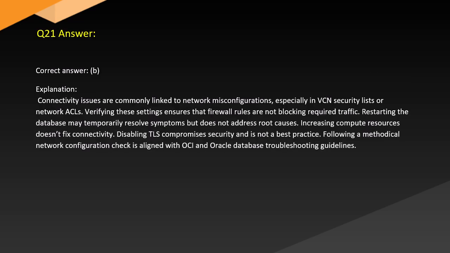Answer. Correct answer: B. Explanation. Connectivity issues are commonly linked to network misconfigurations, especially in VCN security lists or network ACLs. Verifying these settings ensures that firewall rules are not blocking required traffic. Restarting the database may temporarily resolve symptoms but does not address root causes. Increasing compute resources doesn't fix connectivity. Disabling TLS compromises security and is not best practice. Following a methodical network configuration check is aligned with OCI and Oracle database troubleshooting guidelines.